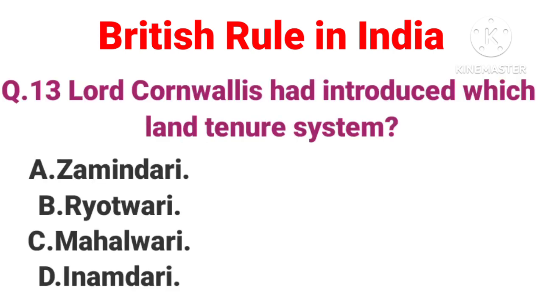Question number 13. Lord Cornwallis had introduced which land tenure system? Option A Zamindari, option B Rayatwari, option C Mahalwari, and option D Inamdari. So the correct answer is option A Zamindari.